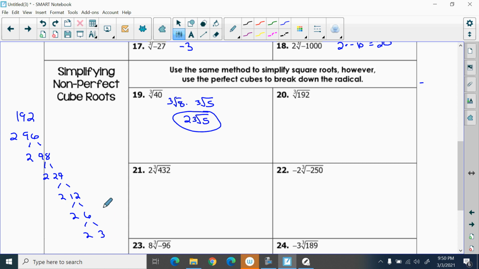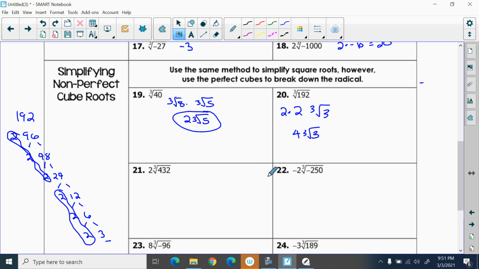So again, remember, we're looking for sets of 3, okay? So I have 3 2s right here. So that's one group. So that's going to go in a 2 car out here. And then I have another set right here. So that's another 2. And then this 3 stays in the house. So that's times the cube root of 3. So it's 4 times the cube root of 3.